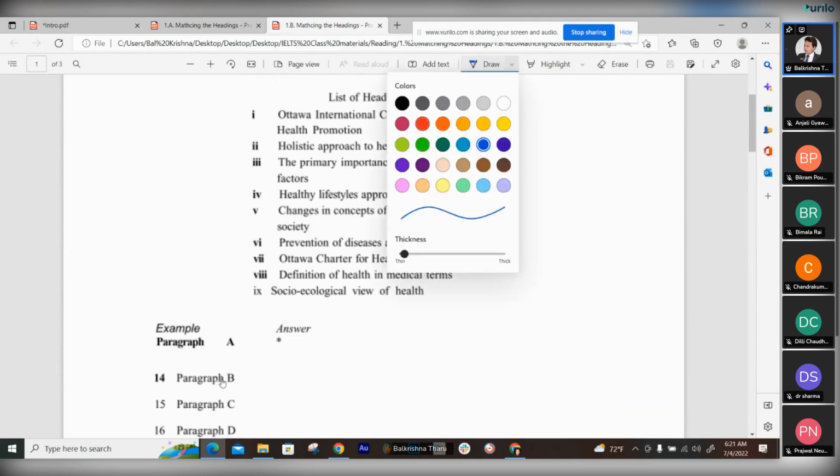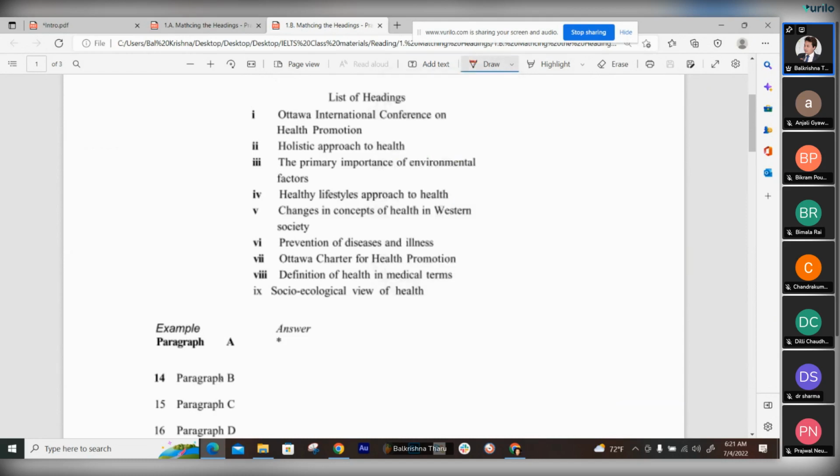So let me grab a red pen. Paragraph B talks about which one of the list of the headings. Is it one? Is it two? Is it three? So if paragraph B talks about changes in concepts of health in Western society, your answer would be five, like that.